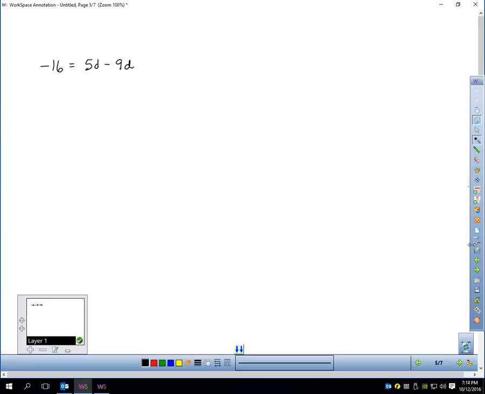Let's do one more. Okay, I want to solve this. Step 1, let's try to simplify. Well, I can't simplify negative 16, but oh, look over here. I have like terms. Let me add the opposite. 5d plus negative 9d is negative 4d. So I have negative 16 on the left, and I have negative 4d on the right.